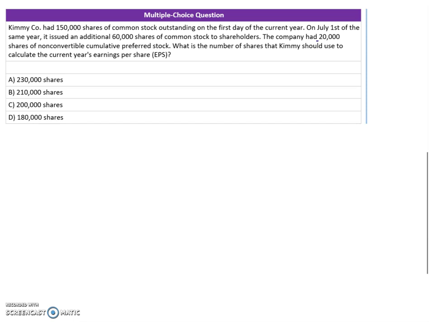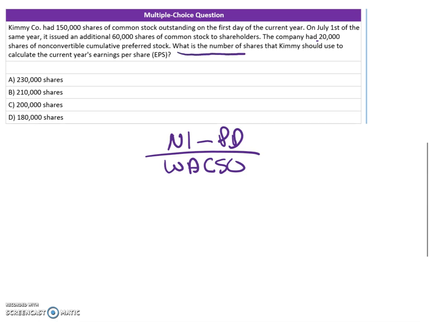So the first thing we need to ask ourselves is, what is the formula for calculating EPS? That is going to be net income less our preferred dividends over our weighted average common shares outstanding. Next thing we need to ask ourselves is, what is it that they are asking? They are asking what is the amount of shares that they should use for calculating our EPS. That is going to be our WACSO amount.